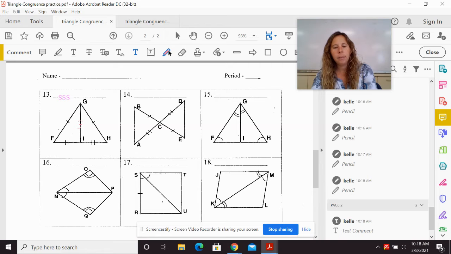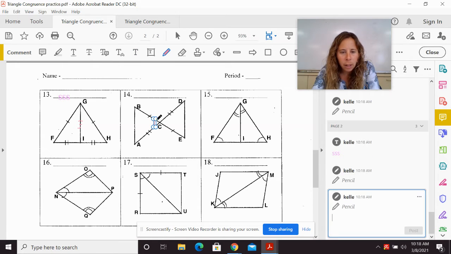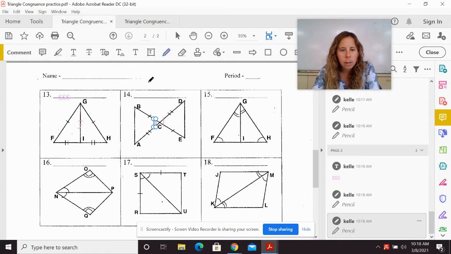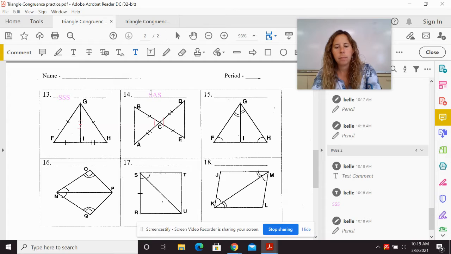Number 14, draw in your vertical angles. They are congruent to each other. Okay. What does that help? I now have side, angle, side. Those are congruent by side, angle, side.